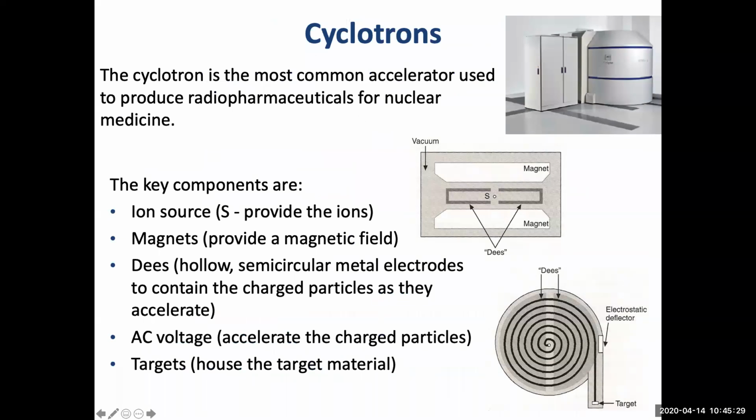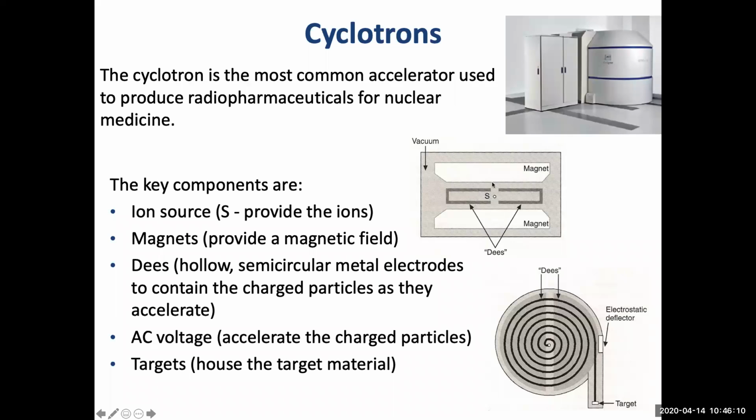So let's start with the accelerator. An example of an accelerator is the cyclotron. The cyclotron is the most common accelerator used to produce radiopharmaceuticals for nuclear medicine, particularly for positron emission tomography, such as F-18. The key components: this is the cyclotron from above, and this is the side view. We have the ion source between the two Ds here. It provides the ions, the source of ions.